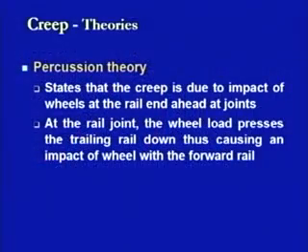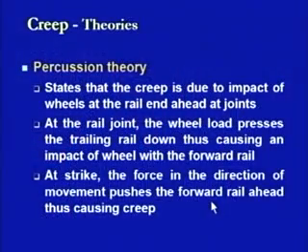So, if it strikes the end of the rail which is provided in the forward direction, then that rail will move in the forward direction because of a horizontal component of the thrust. And this is the reason due to which the creep will get induced in the rail section. So, at the rail joint, the wheel load presses the trailing rail down, thus causing an impact of the wheel with the forward rail. So, at the strike, the force in the direction of movement pushes the forward rail ahead, thus causing creep.